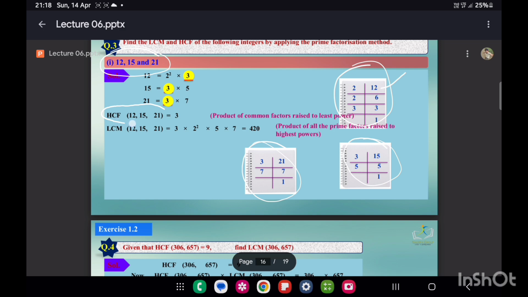So the HCF of 12, 15, 21 is 3. Because 3 is here, 3 is here, 3 is here, it is common in all the numbers, and that is what we have to take. So it is 3. And coming to the LCM of 12, 15 and 21, it is 3 into 2 power 2, which has the highest power, and 5 power 1 and 7 power 1. When we multiply, we will get 420. This is the way of solving the problem.